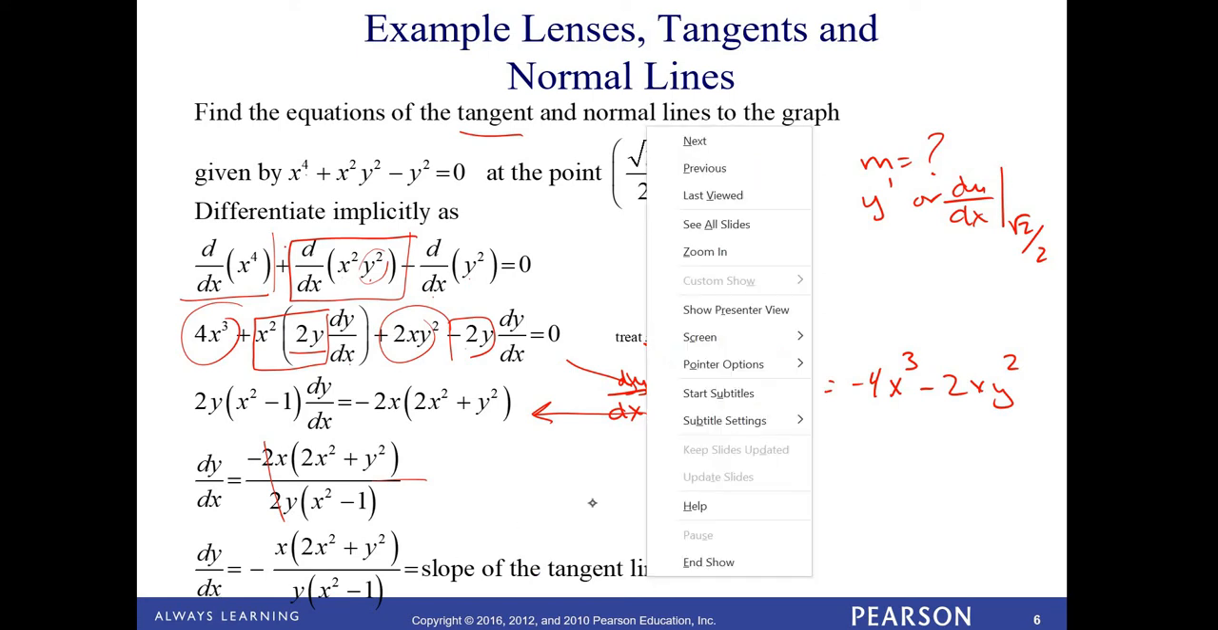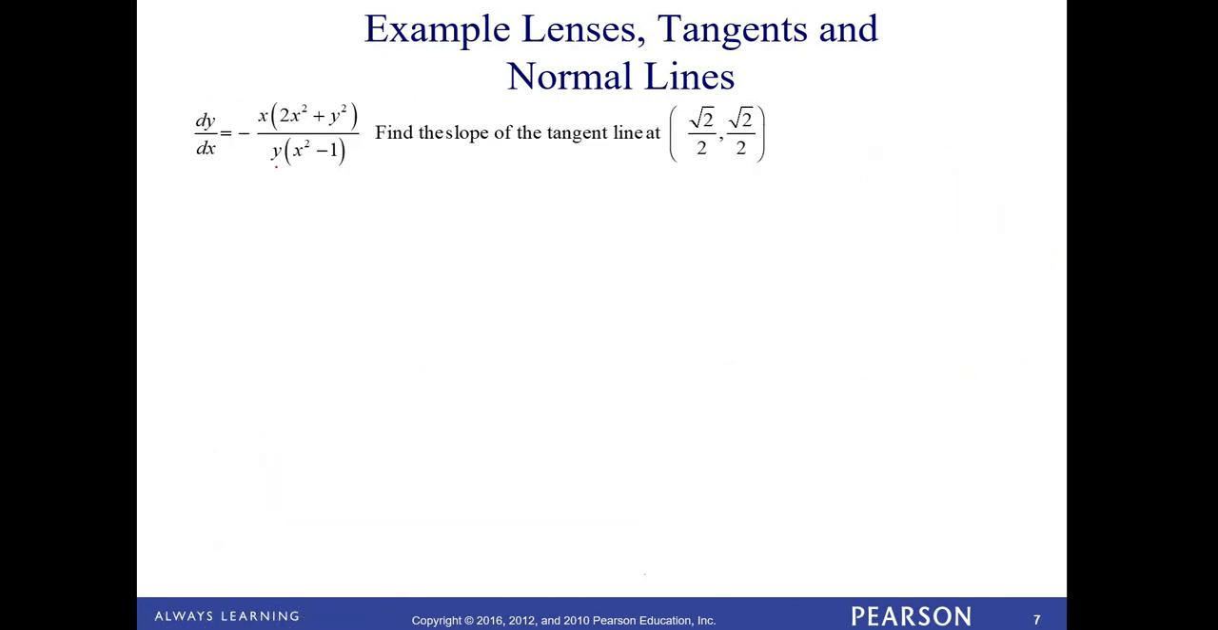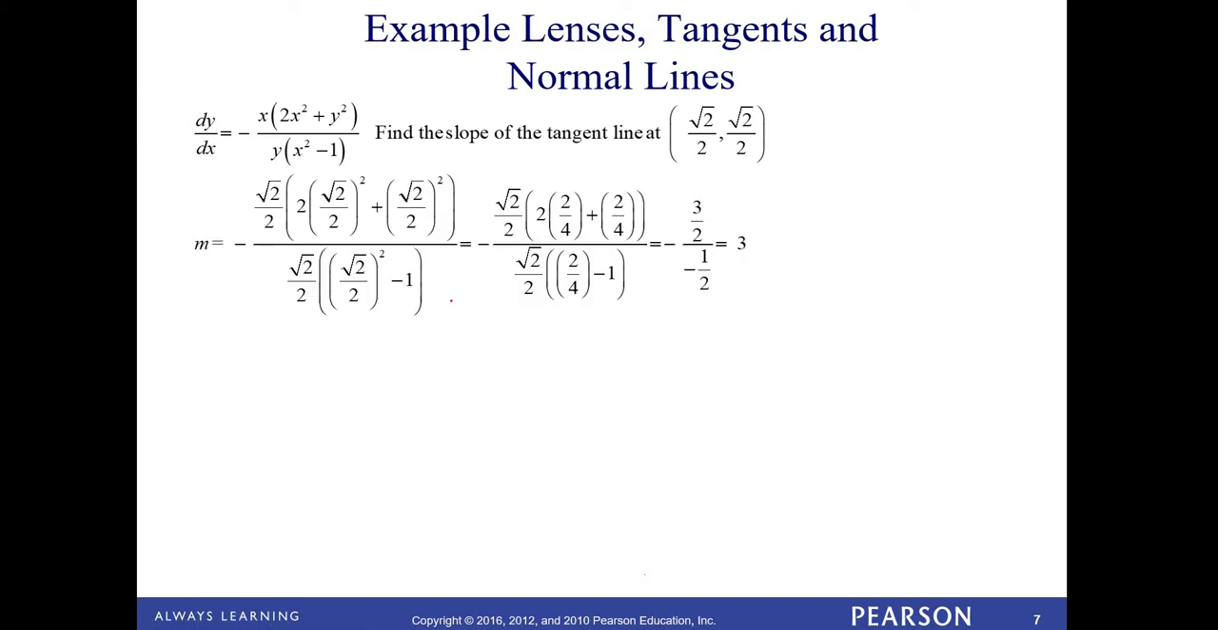Now, I need to find this slope at root 2 over 2. So there's my equation for slope. So plugging in root 2 over 2 looks like a mess, but remember, these two will cancel. 2 times root 2 over 2 squared is 2 times 2 fourths, plus 2 fourths, 2 fourths minus 1. So simplifying this, I will get 3 halves over negative 1 half. Don't forget your negative sign in front, so that becomes positive 3. So my slope is 3.